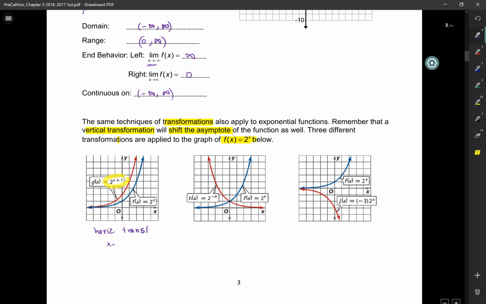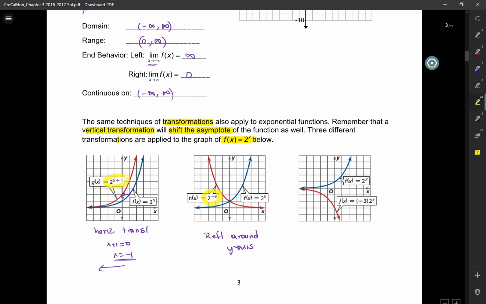And if it's 2 to the power of x plus 1, if we set that to 0, it's translated towards the left side. So here, there is a translation to the left. All right, what about here? We have 2 to the power of negative x, right? This is a reflection around the y-axis.